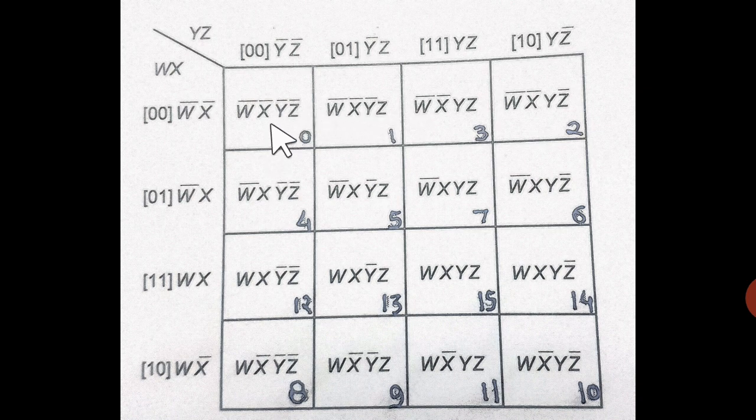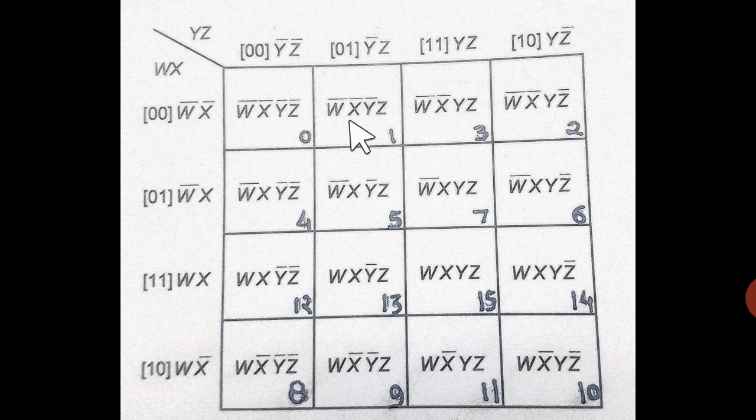So here we take w' x' from the row side, and we take y' z' from the column side. So we get the logical product w' x' y' z'. So it gets the value 0, that is decimal number 0, and then we come to square number 1, that is actually the second square. Here the row has the combination w' x' and the column has y' z, so it is w' x' y' z.